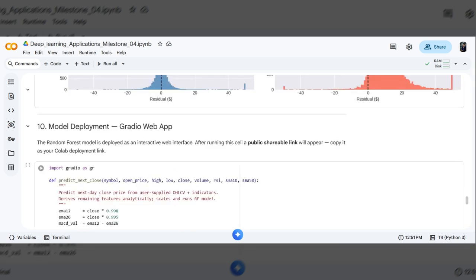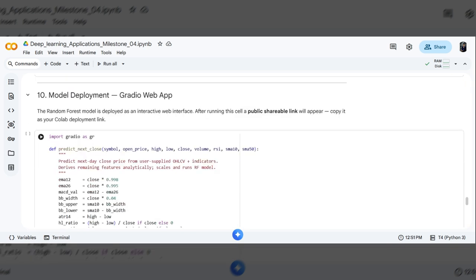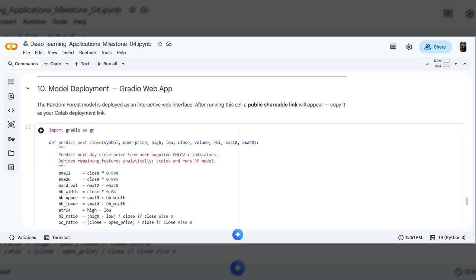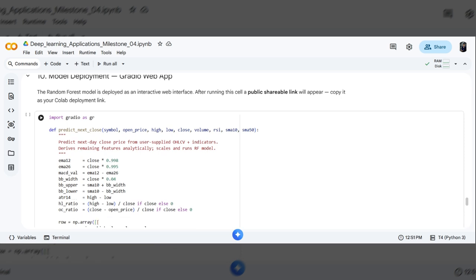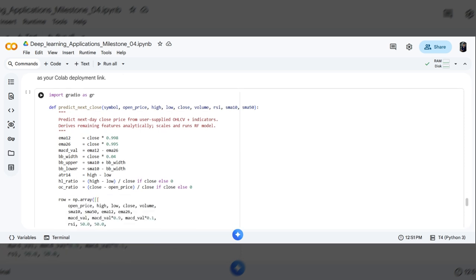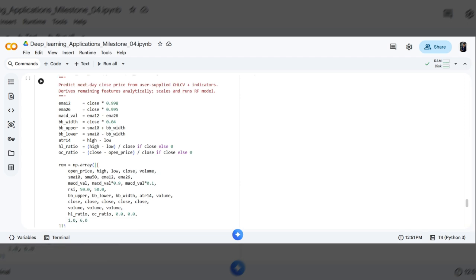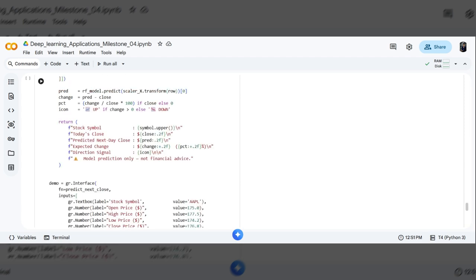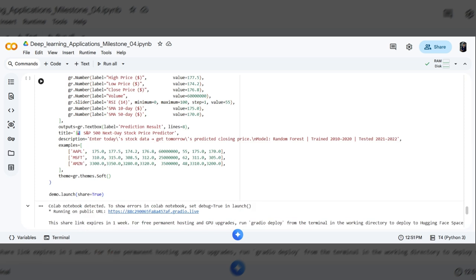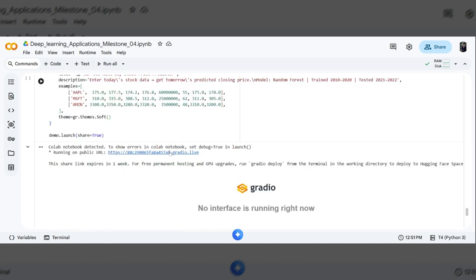The next point is the main one. I also deployed the random forest model using Gradio. This makes it easy to input values like price and indicators and get predictions through a simple web interface. This makes the project interactive and user friendly. And here is the link on Hugging Face.